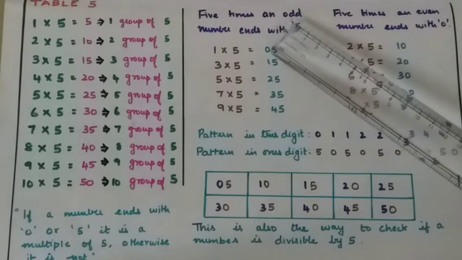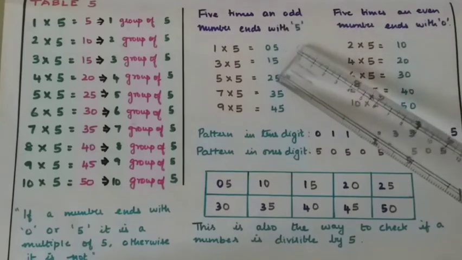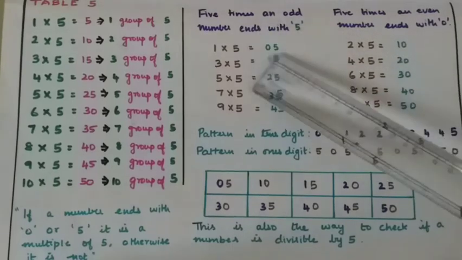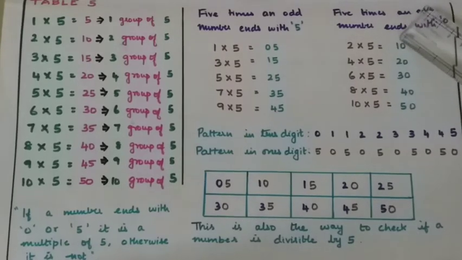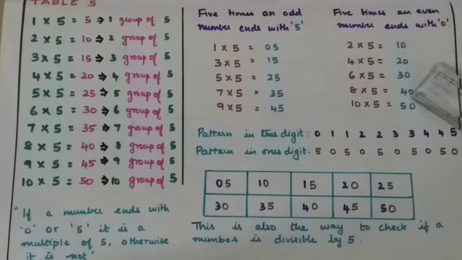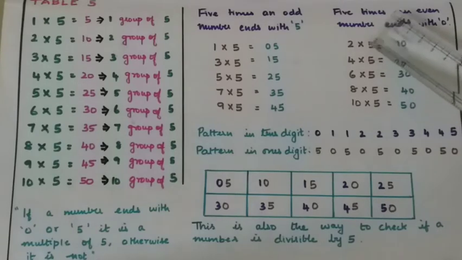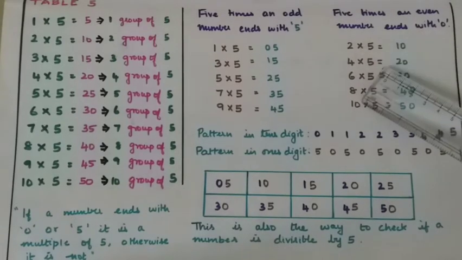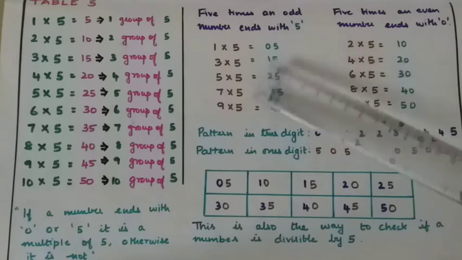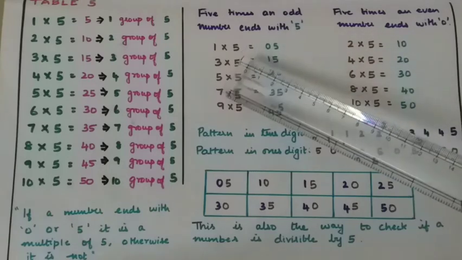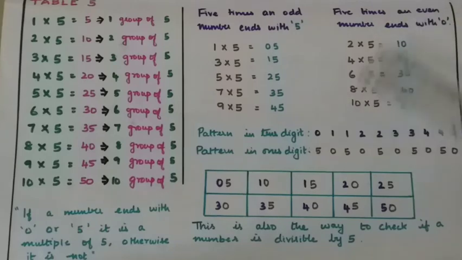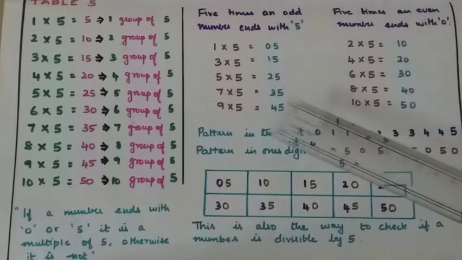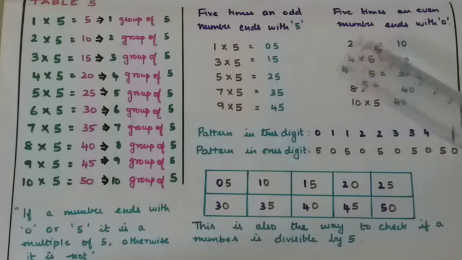And if you see the tens digit, it is nothing but 0, 1, 2, 3 and 4 when 5 is multiplied by an odd number. And if you see the tens digit here, it is nothing but 1, 2, 3, 4, 5 when the number 5 is being multiplied by even numbers. So when you split table 5 into two parts with 5 being multiplied by odd numbers as one part and 5 being multiplied by even numbers as the other part, the child will have a better idea of remembering table 5.